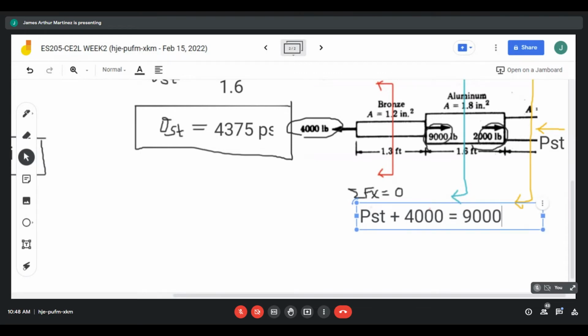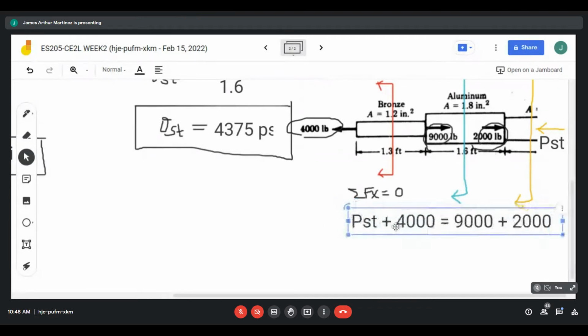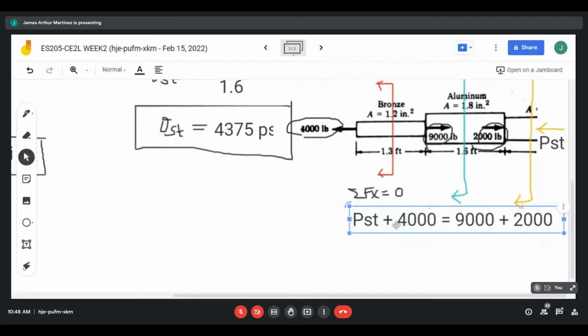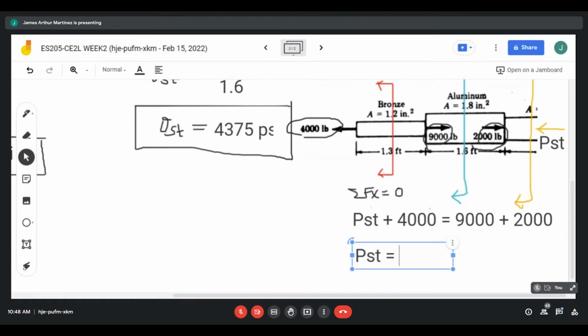Then 9,000 plus 2,000. So it's like a shortcut, class, actually: left is equal to right. If you take the summation of forces, forces going down is equal to forces going up. Anyway, so let's find PST. So how much is PST in this case, or the internal reaction at steel? 9,000 plus 2,000 is 11,000. Then transpose 4,000. So 11,000 minus 4,000 is 7,000. 7,000 pounds.